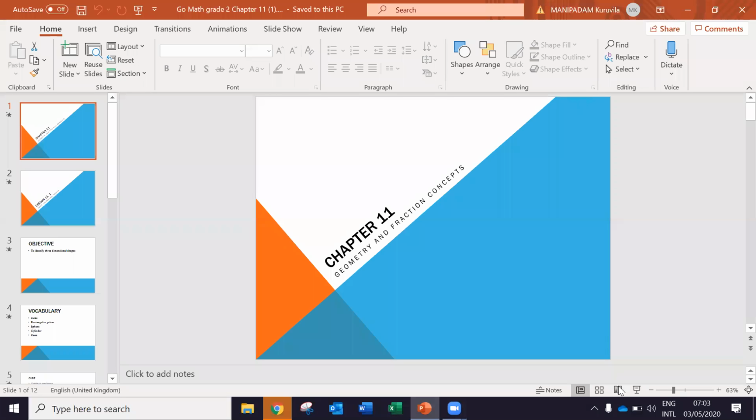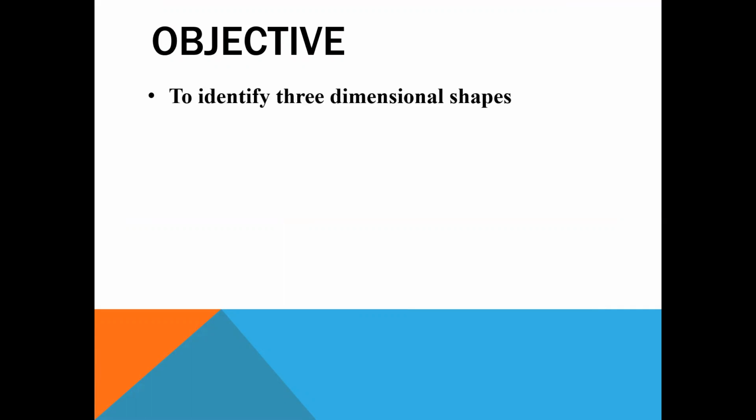I welcome you to the last and final chapter in Math, Chapter 11, Geometry and Fraction Concepts. In Chapter 11, we'll start with 11.1, which is three-dimensional shapes. Let's look at the objective. Our objective for today is to identify three-dimensional shapes. It is a very easy lesson.